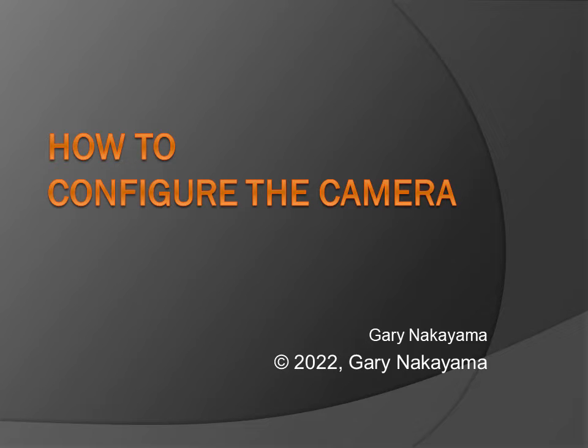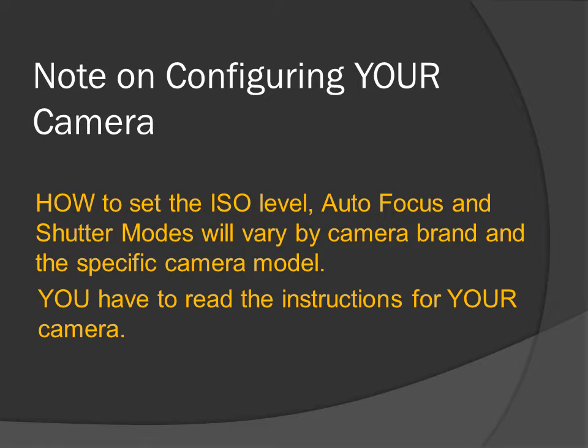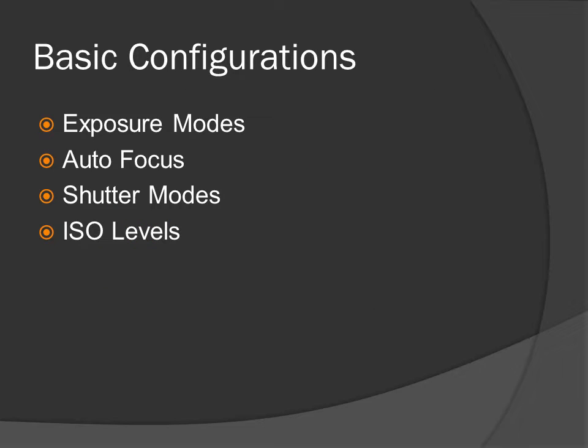How to configure the camera. Note on configuring your camera. How to set the ISO level, autofocus, and shutter modes will vary by camera brand and even the specific camera model. You have to read the instructions for your camera. Basic configurations: exposure modes, autofocus, shutter modes, and ISO levels.